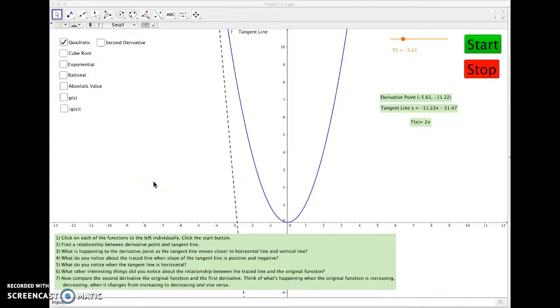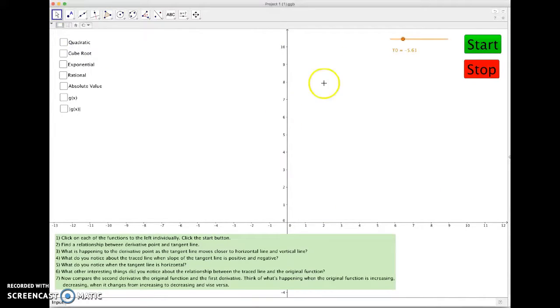Alright, so this sketch was created to help the students get a better understanding of derivatives graphically, and how the tangent line is related to the derivative, and how the derivative is related to the original graph. Hopefully this ties that concept together visually, which is very helpful in calculus. So let's just quickly take a look.